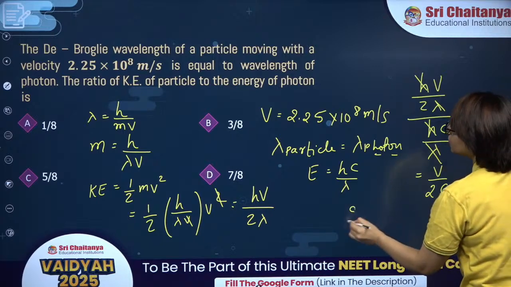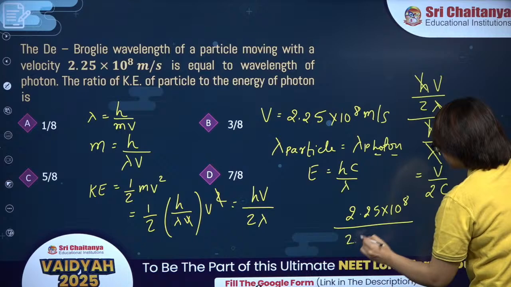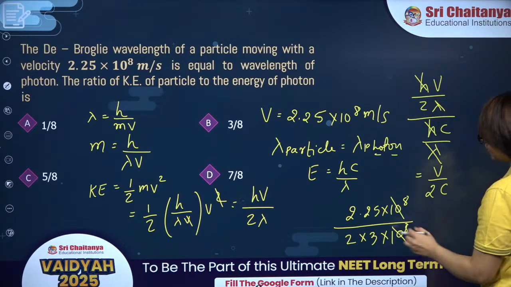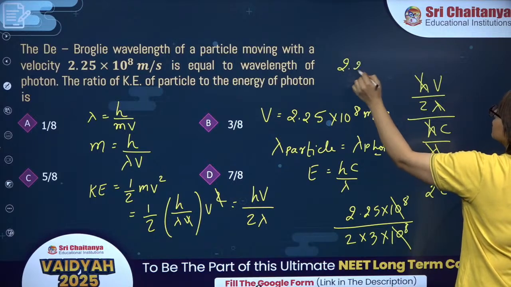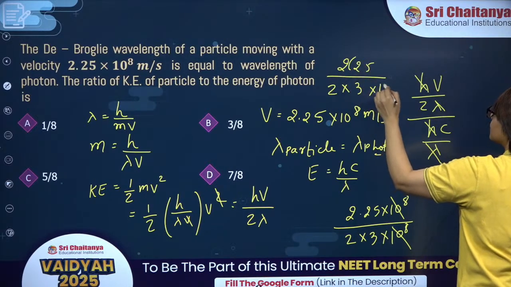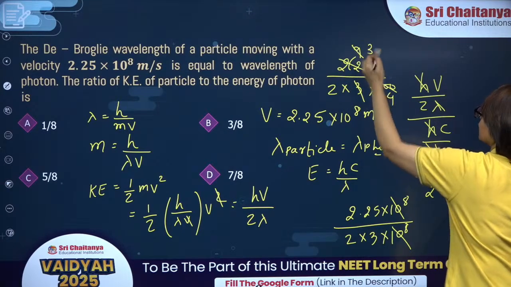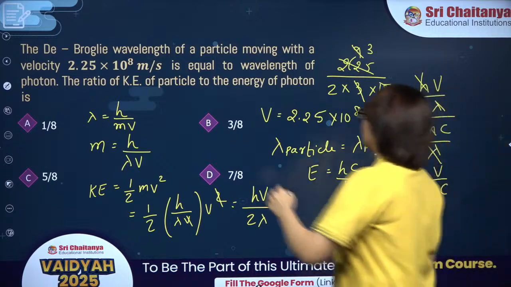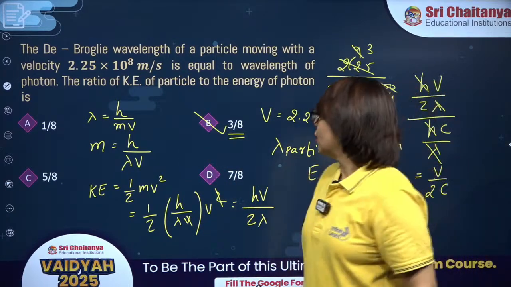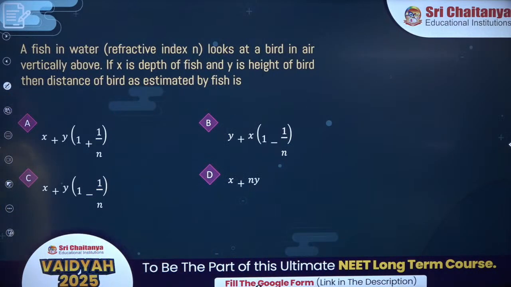v is 2.25 into 10 power 8, and 2c is 6 into 10 power 8. Cancel, so we have 2.25 upon 2 into 3, remove these points, so it is 9 upon 24, which will be 3 upon 8. So 3 is to 8 is the correct answer, which is option B. Alright, so that is how it can be done. This is from modern physics. Let's move on to the next one.